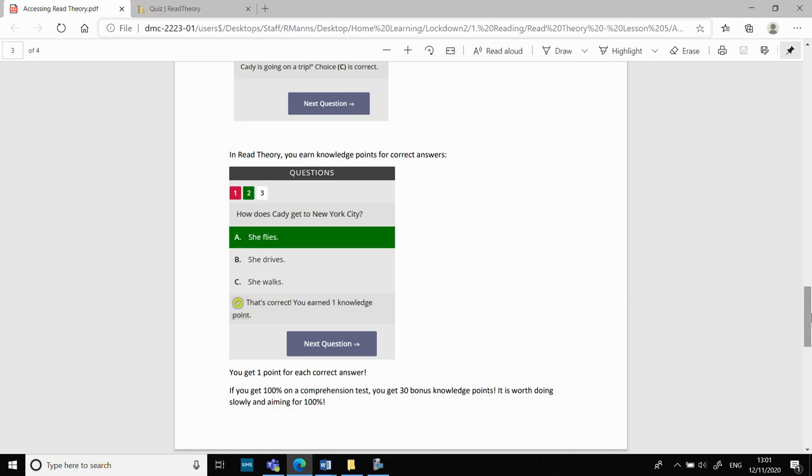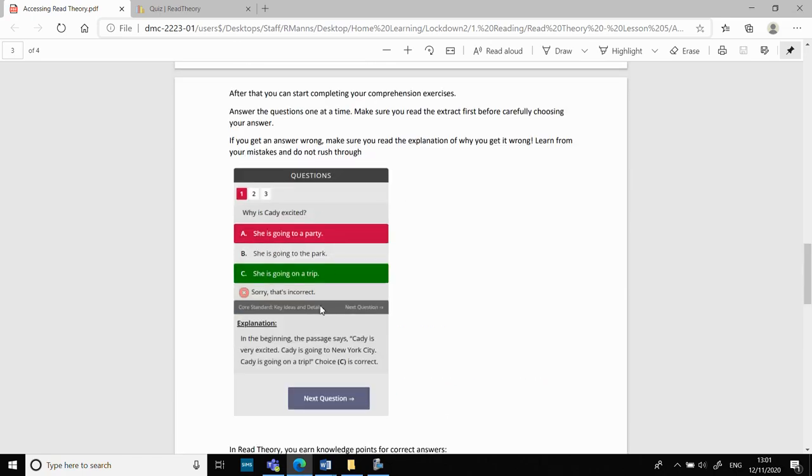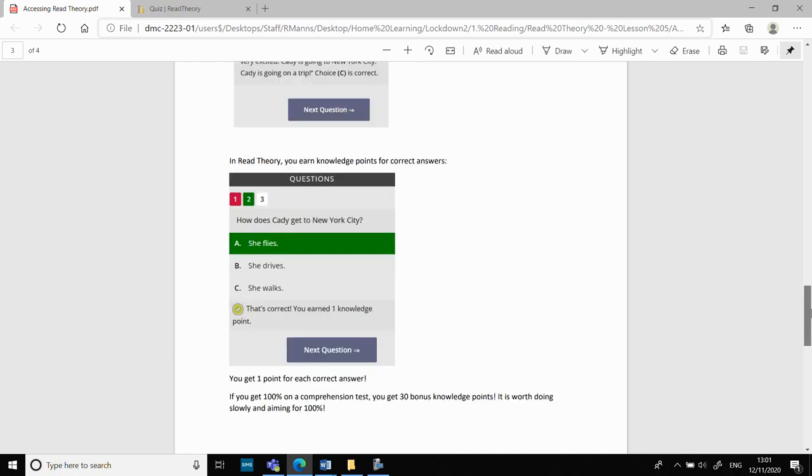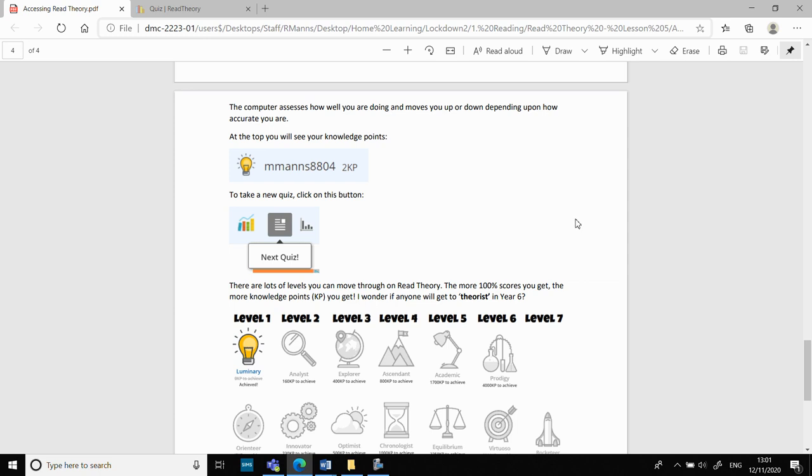Okay, so the key is to try and answer as accurately as you can. If you get one wrong, that's fine. Learn from your mistake and go through it. It explains on the PDF here that the computer says how well you do, and moves you up and down depending on how accurate you are.